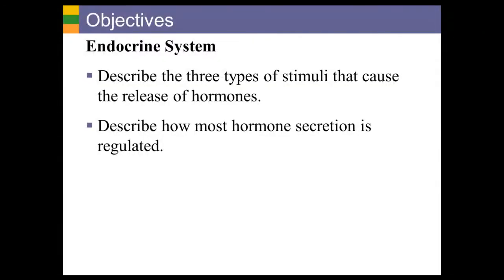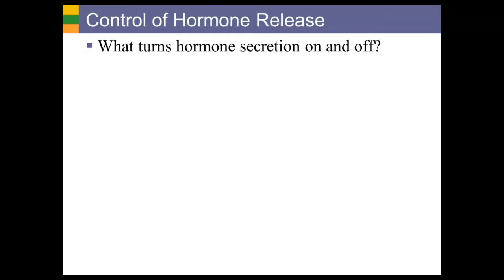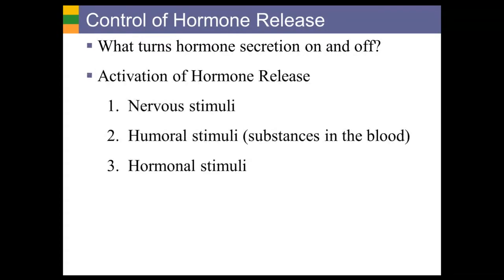All righty. So we're going to describe the 3 types of stimuli that cause release of hormones. We're going to describe how most hormone secretion is regulated. So what turns a hormone secretion on or off? Well, that's a stimulus. There has to be a stimulus that causes a hormone to be released. Remember, a stimulus is nothing more than a change.